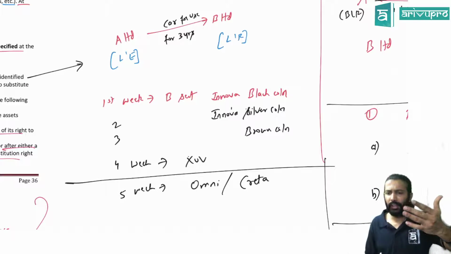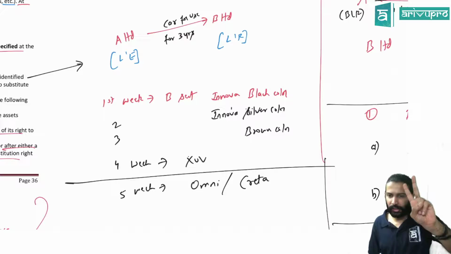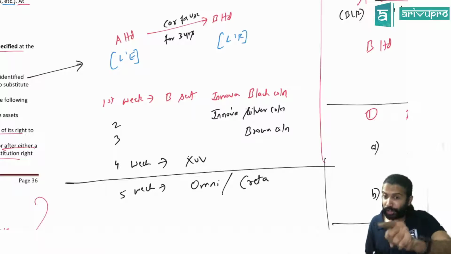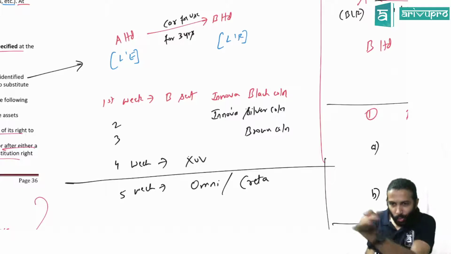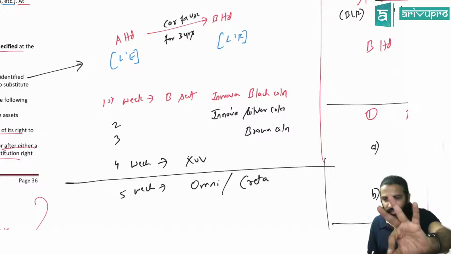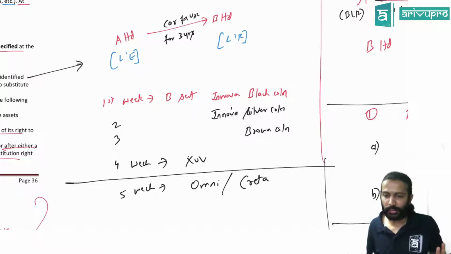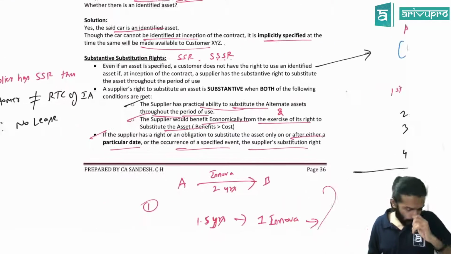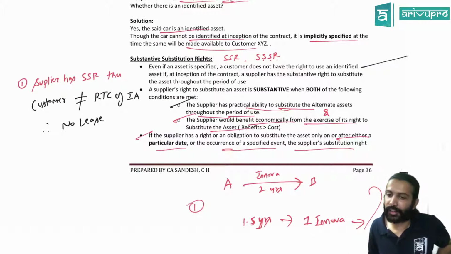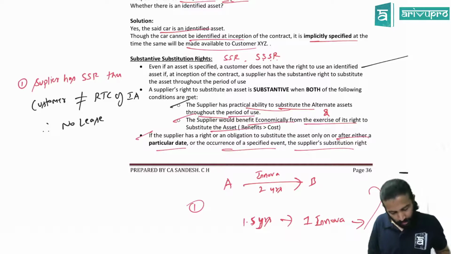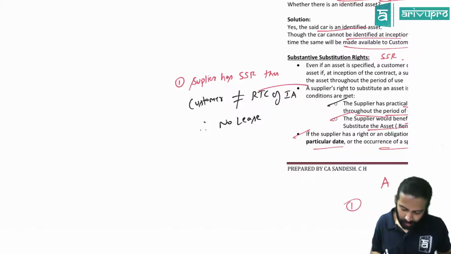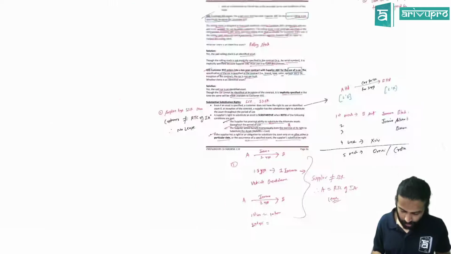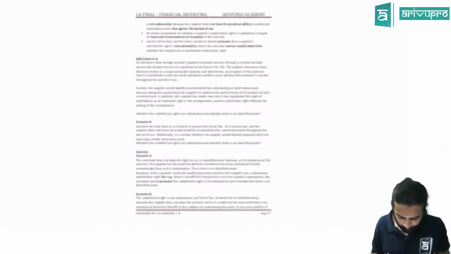Now, can you construct and tell me when you can say the supplier has SSR? Both the conditions. One, first of all, he must have the practical ability to substitute. Don't stop there. Ability to substitute throughout the period of lease. Second, it should be beneficial for him to substitute. So these are the examples that target that. So if you conclude that the supplier has SSR, then the customer will not have the right to control a specified asset, hence it will not become a lease. That's it. Can we move on to the next one?